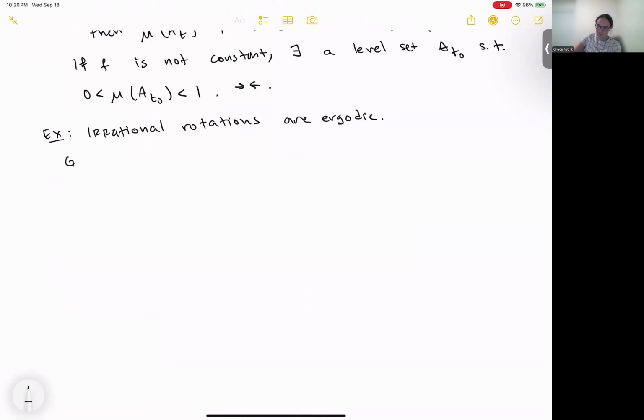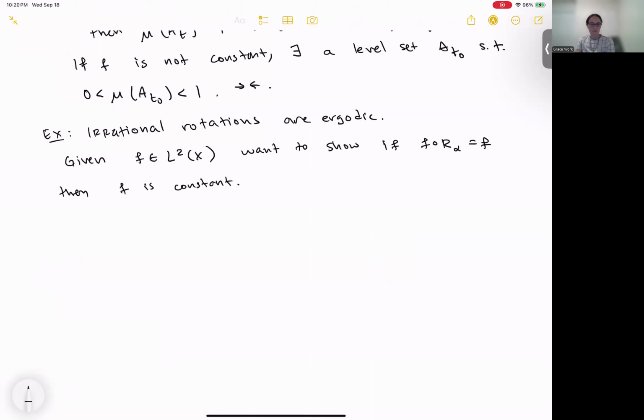So we're looking at the variation that involves square integrable functions. So given f in L2 of x, we want to show that if f is invariant under our circle rotation, then f is constant. Okay, so in order to do this, we're going to have to use the Fourier series and the equivalency in L2 between the function and our Fourier series.